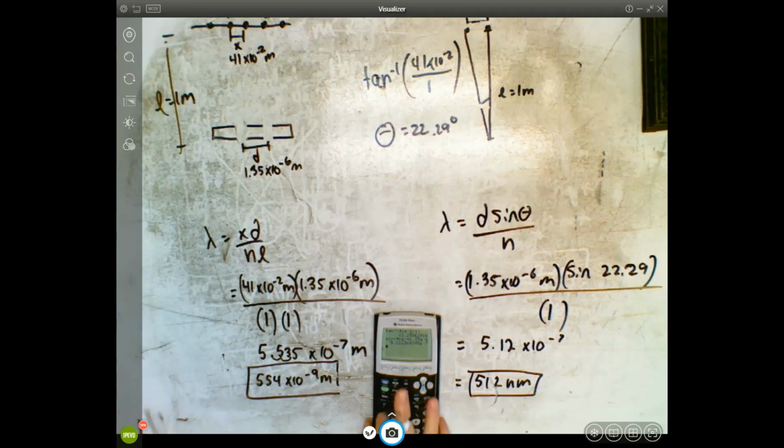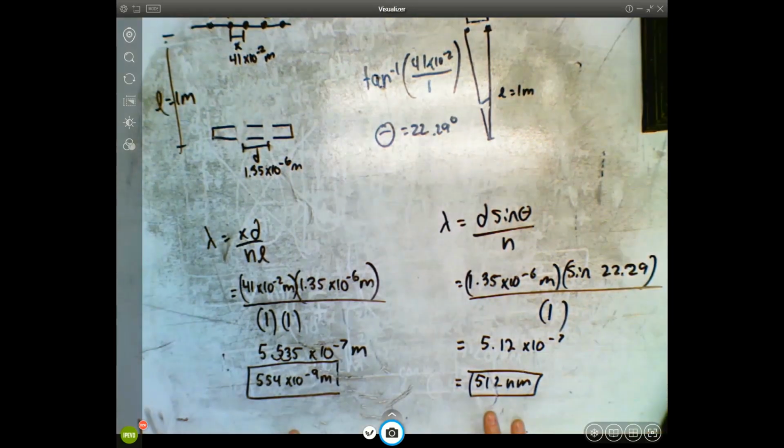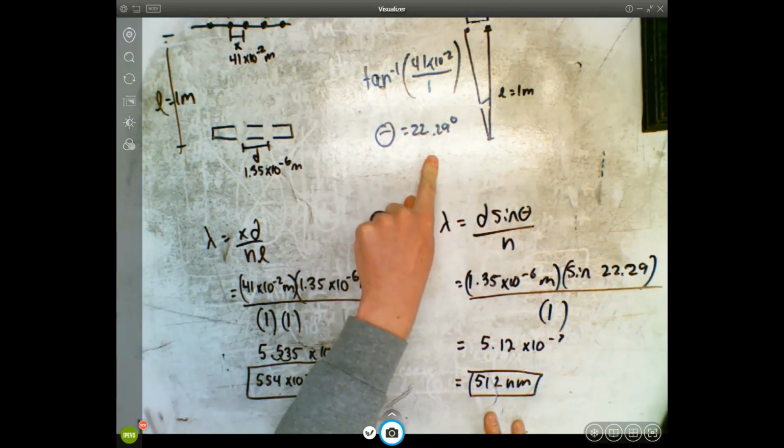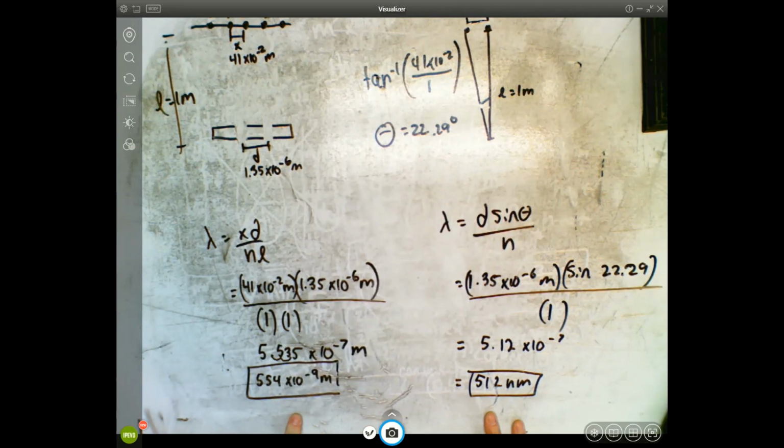Right, so you can see these answers are quite different, and that's because the angle is so big. If that angle was smaller, then we wouldn't see the difference between them. They'd end up being the same. So this would be the correct answer. This would be the wrong answer on the test. So you always got to check your angle to see if it works.